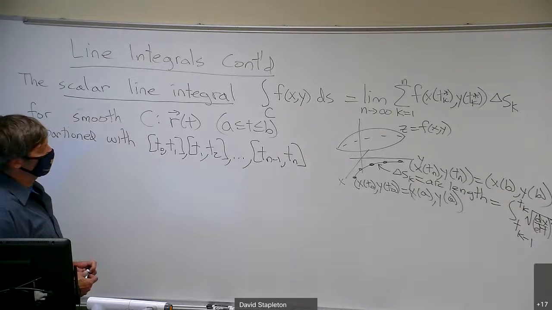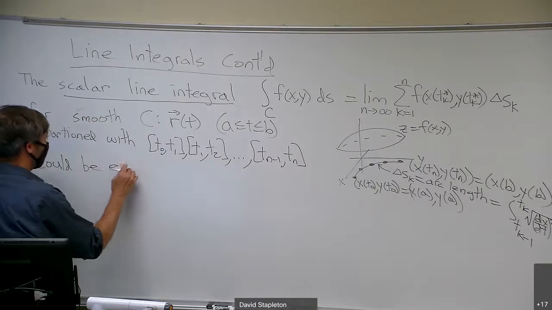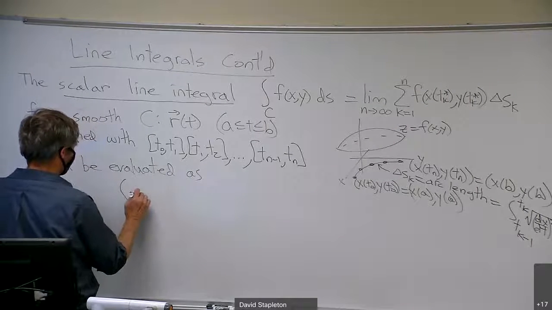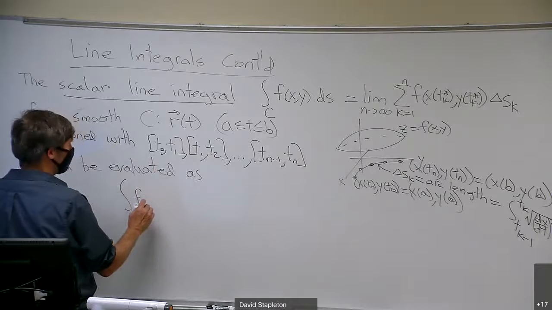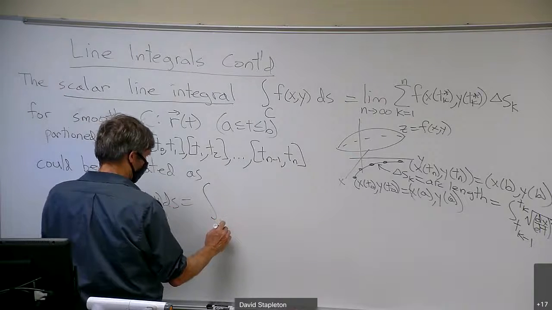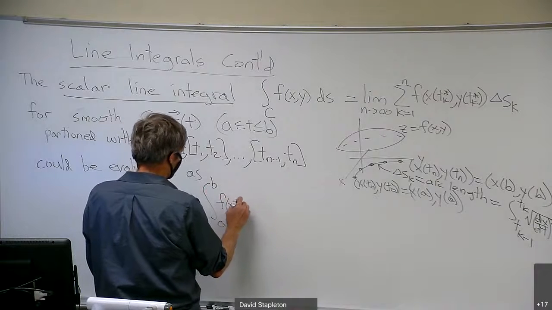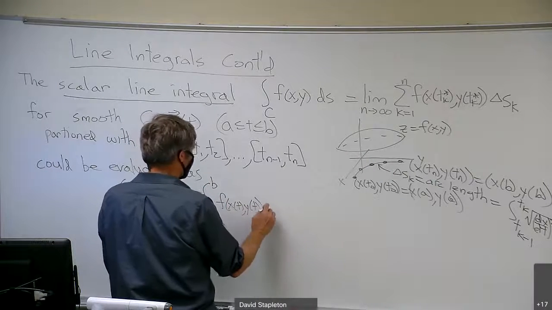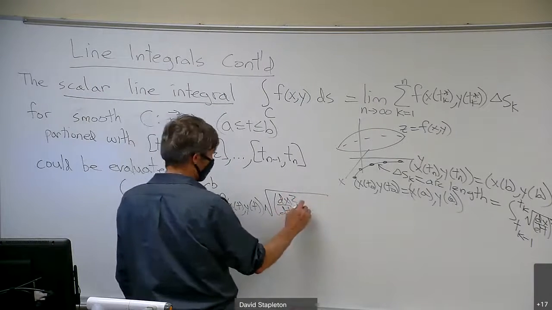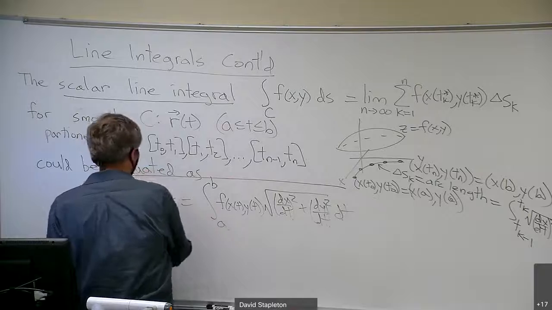That was the scalar line integral definition. And we said that could be evaluated as a line integral along C of f(x, y) ds, the notation, is equal to the integral from a to b of f(x(t), y(t)) times the square root of (dx/dt) squared, sometimes they put x dot squared, it's a lot less notation, plus (dy/dt) squared dt. That was how you could evaluate it.